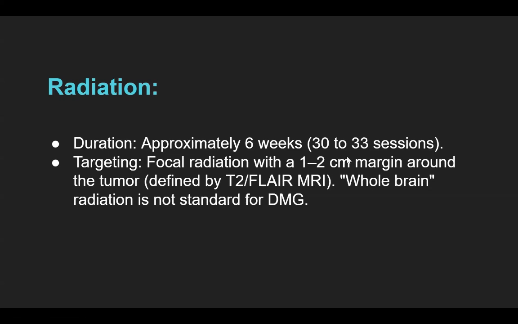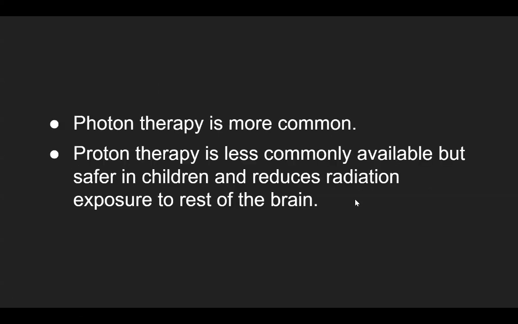Targeting is 1 to 2 centimeter margin around the tumor. Whole brain radiation is not standard for the midline gliomas anymore. Photon therapy is more common, what we have easily available in a lot of the radiology setups. But proton therapy, even though it's less commonly available, is safer in children and reduces the radiation exposure to the rest of the brain.